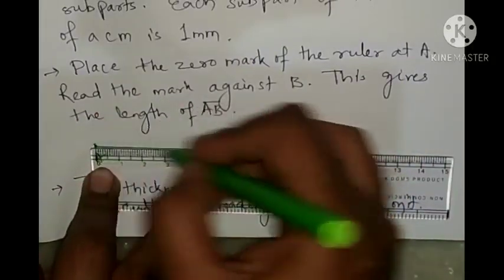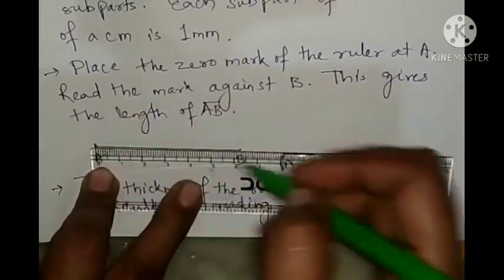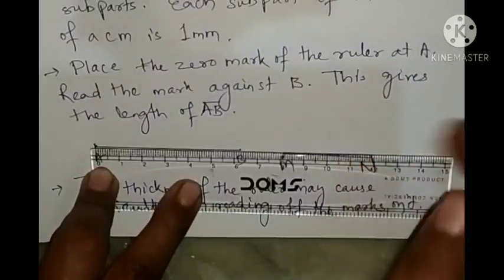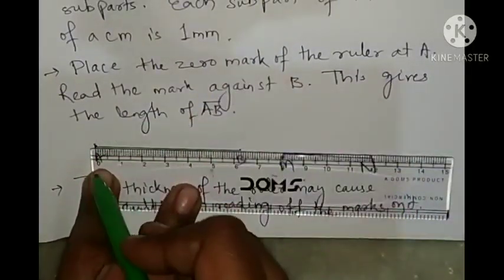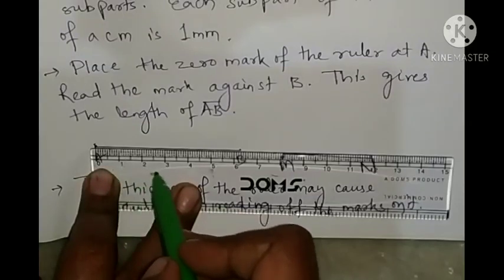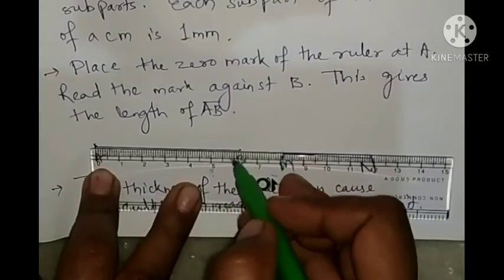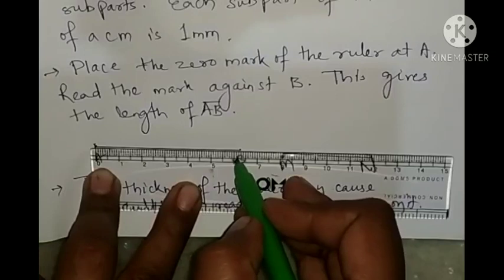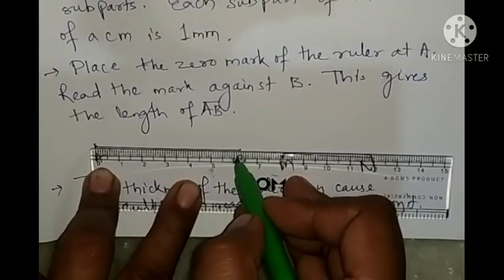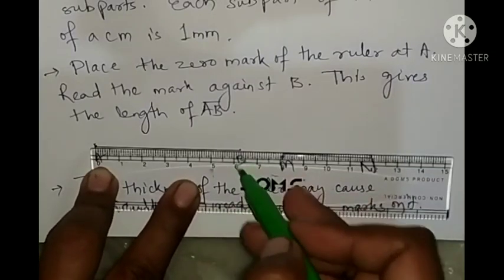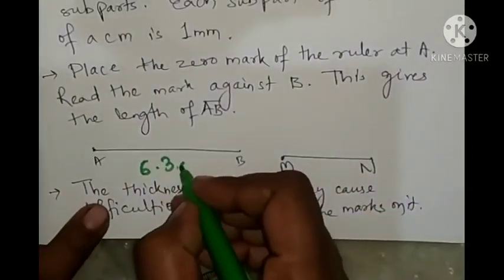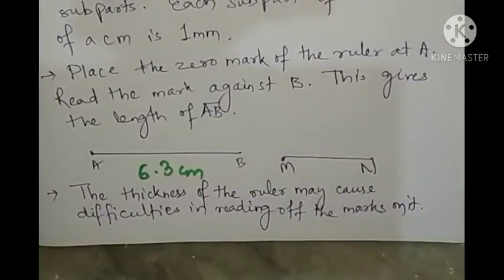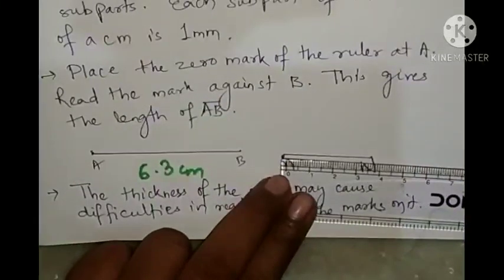So here first, put the first mark, that is 0. So here look at 0. So 1 2 3 4 5 6, here 6. Then subdivision, see the subdivision 1 2 3. So this is how much? 6.3 centimeter.